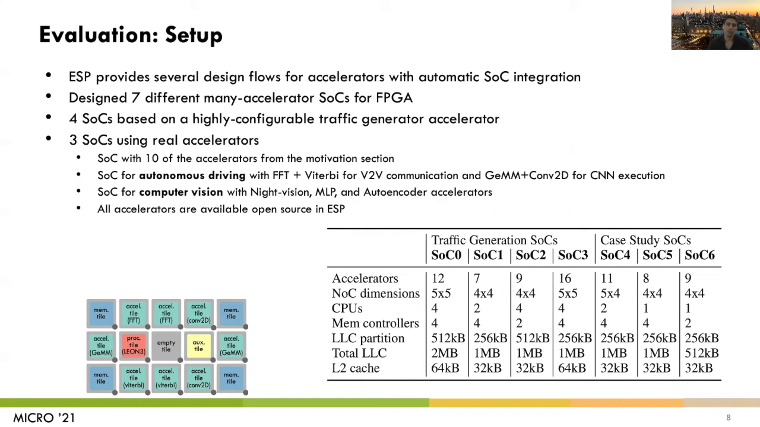1 targets the autonomous driving domain with FFT and Viterbi accelerators for vehicle-to-vehicle communication, and matrix multiply and convolution accelerators for CNN execution. A final SoC targets the computer vision domain with night vision, multi-layer perceptron, and autoencoder accelerators. All of these accelerators are available open source in ESP.